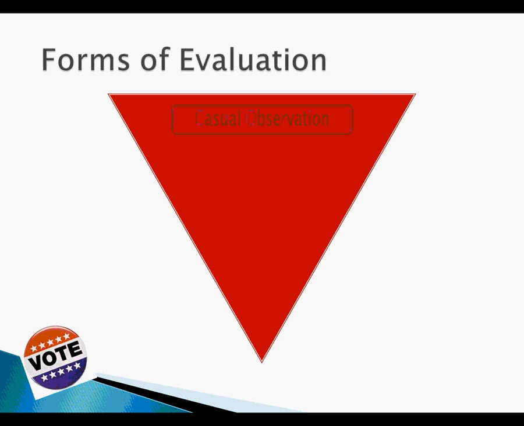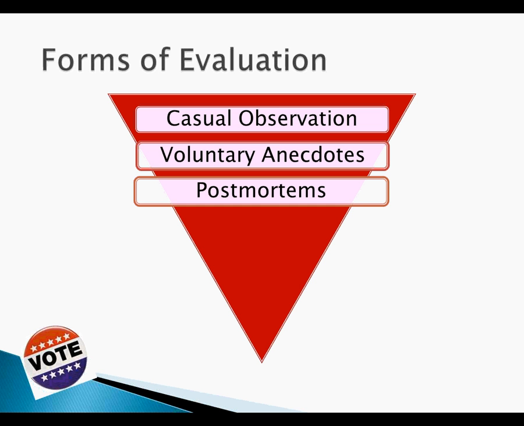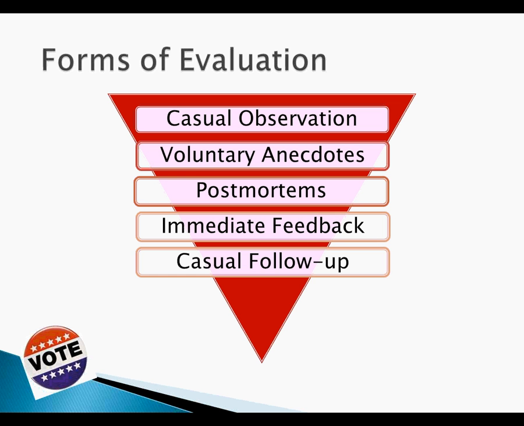There are a variety of forms of evaluation that range from casual observation to use of voluntary feedback or anecdotes from participants, to collectively, as teaching teams, conducting a post-mortem or a review to figure out what worked and what didn't work about programs, to gathering immediate feedback from participants, often with simple feedback forms or perhaps a quick conversation. Casual follow-up, wherein perhaps we run into participants another time and ask whether they found a particular program to be of value, or in some cases our participants offer that information voluntarily.